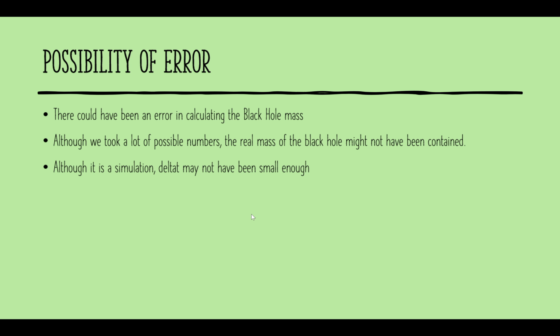Alright. Oh yeah, there's some possibility of error. I think the biggest possibility of error could have been calculating the black hole mass, since it was changing quite a lot, by almost millions of kilograms, so I think that was the biggest chance of error. And then, although it's a simulation, maybe delta t wasn't small enough. I don't know, I was grasping at straws there.